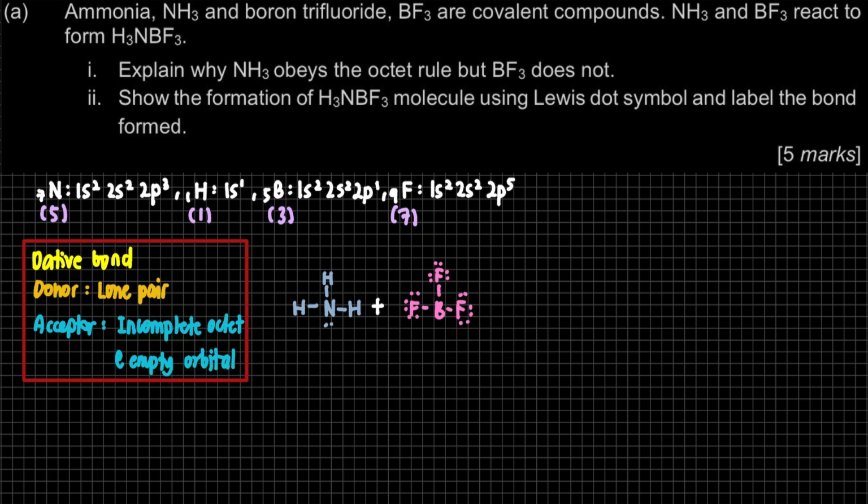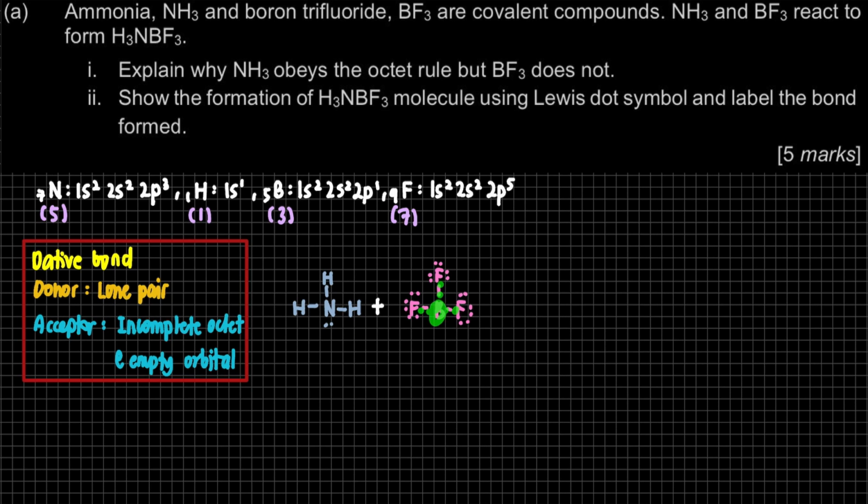For the hydrogen, hydrogen has a maximum of 2 electrons. So it is a duplet, and we just leave it. It's not a donor because it has no lone pair, and it's not an acceptor because it's not an incomplete octet. Hydrogen is a duplet. Then fluorine already has enough: 1, 2, 3, 4, 5, 6, 7, 8. Then we check boron. Boron has 1, 2, 3, 4, 5, 6.